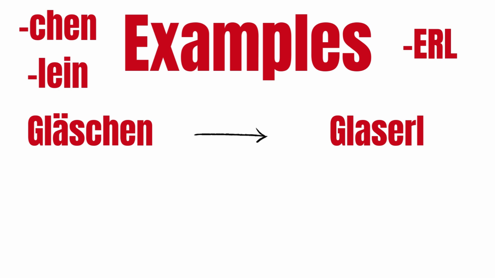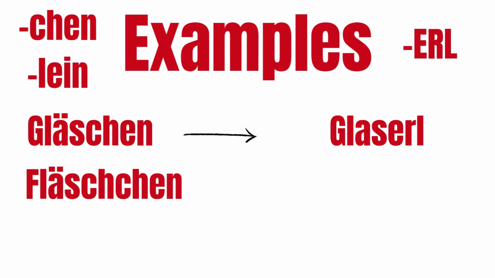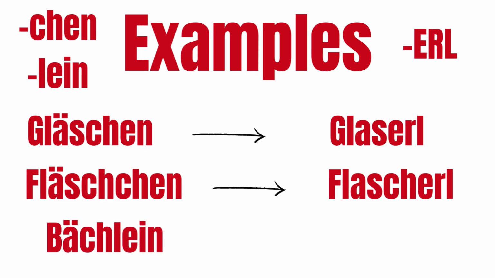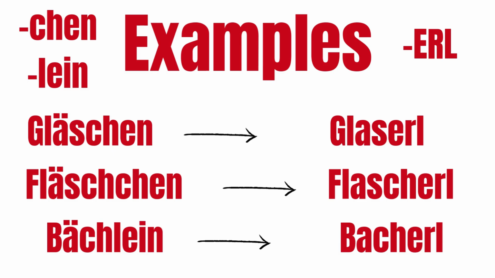Glaserl. The second example, Fläschchen is a small bottle in standard German and becomes Flascherl in Austrian German. Flascherl. Bächlein is a small stream or creek in standard German, and Bächlein becomes Bacherl in Austrian German. Bacherl. By adding L, Austrians create a word that feels smaller, cuter, and more familiar.